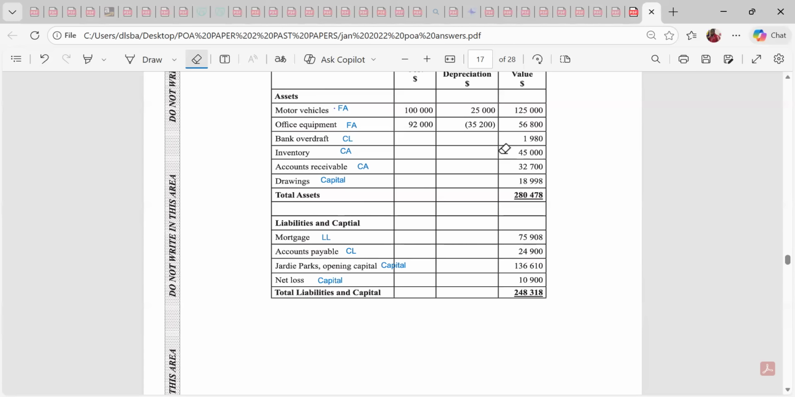But as you could see, he had the bank overdraft in assets. He had it in assets, which was one of his big first mistakes. He didn't have any separation for non-current assets and current assets. He just bulked liabilities and capital together, and he had no distinction for current liabilities and long-term liabilities. So we fixed that.